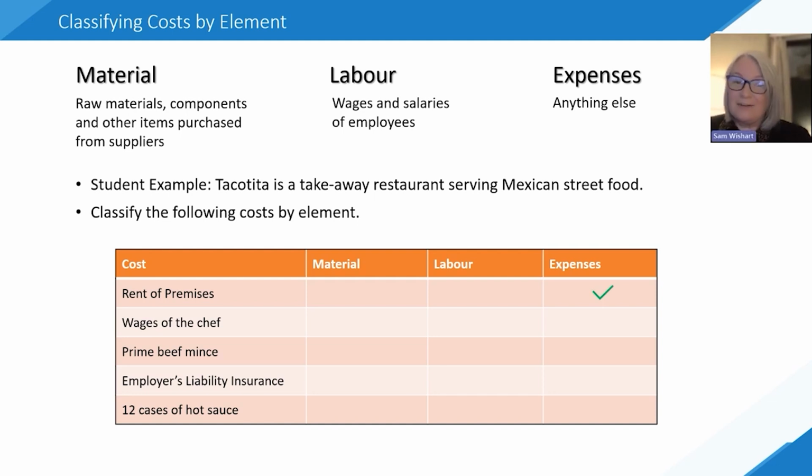Fantastic, yeah. It's not material, is it? It's not going to be used in making the tacos. It's nothing to do with paying employees or the costs of employment, so it must be an expense. Perfect. What about the wages of the chef?